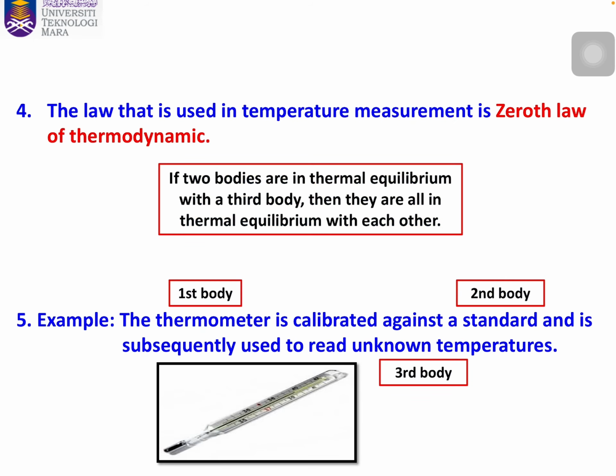The law that is used in temperature measurement is the zeroth law of thermodynamics. If two bodies are in thermal equilibrium with a third body, then they are all in thermal equilibrium with each other. Example, the thermometer is calibrated against a standard and is subsequently used to read unknown temperature.